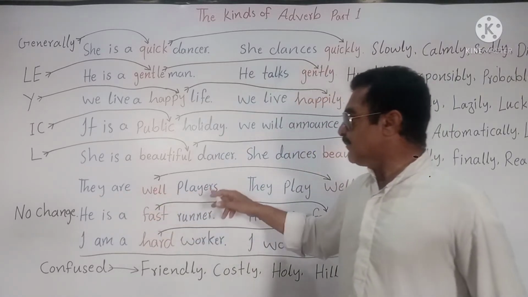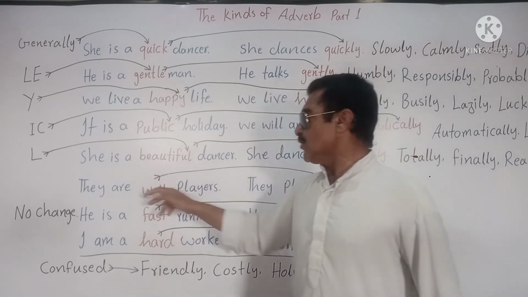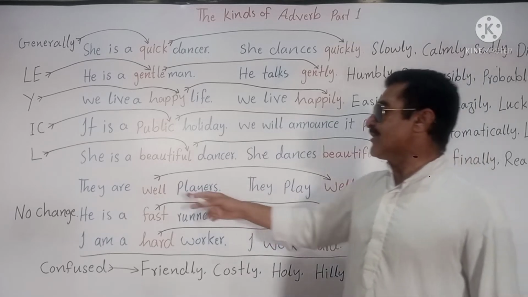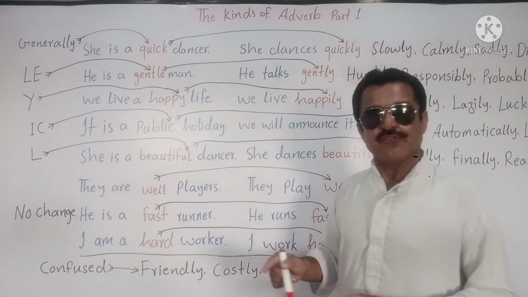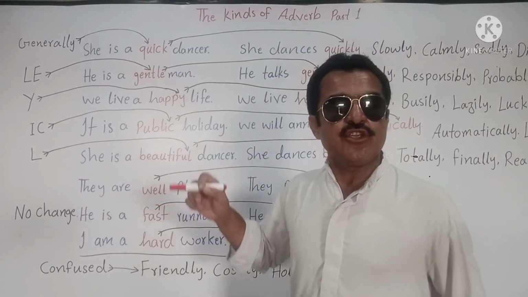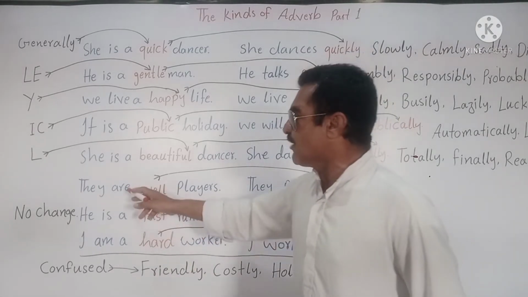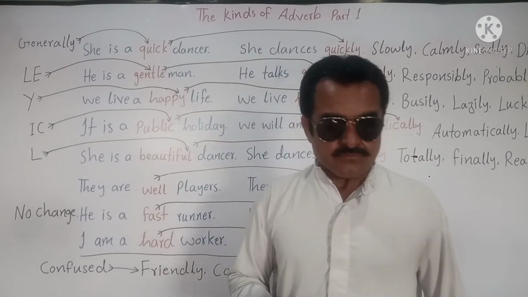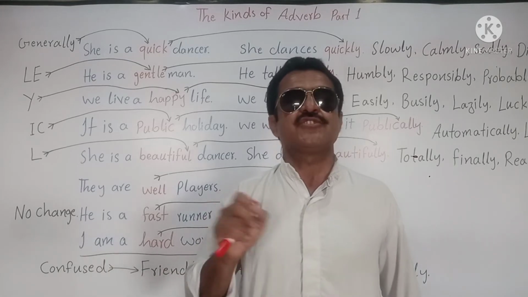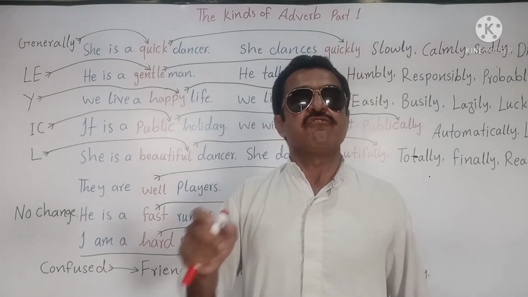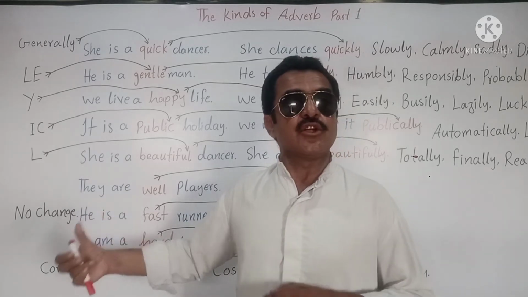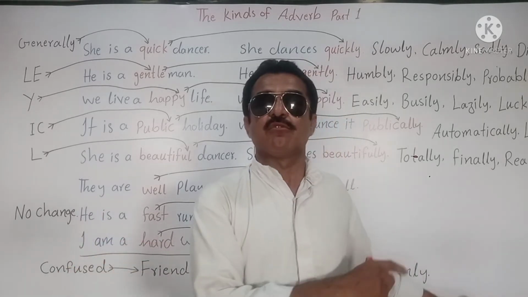They are well players. They play well. Now here I want to tell you that for matching it, from my side I have written they are well players. Otherwise we always use they are good players, because the adjective of well is good. We do not use well mostly. We say they are good players, they play well. Good, the adjective, is for the adverb well.